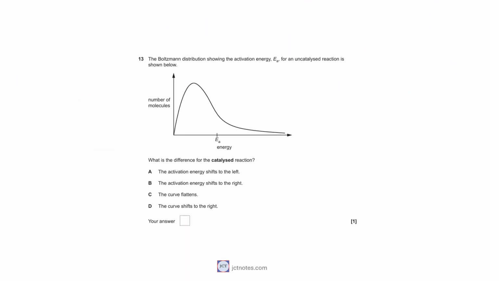In question 13, we have a Boltzmann distribution showing the activation energy for an uncatalyzed reaction. We are asked what is the difference for the catalyzed reaction and provided with 4 different answers. Using a catalyst lowers the activation energy needed for the reaction without changing the shape of the energy distribution curve. Essentially, it means the activation energy moves to the left. So, the answer is A.